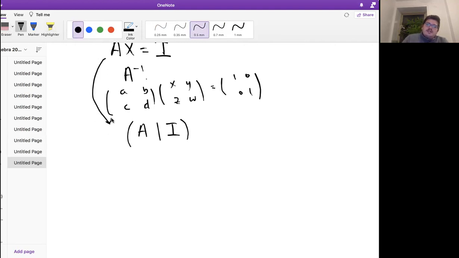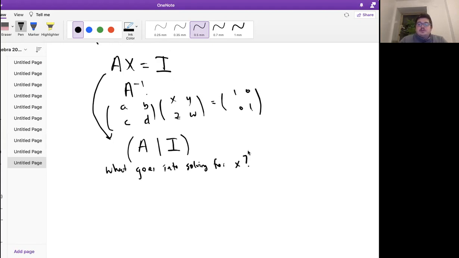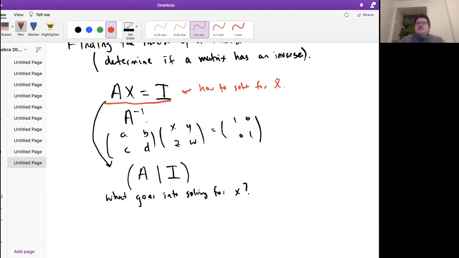what goes into solving for X here? How would you do that? So first, let's just look at the matrix equation. How do you solve for X here? So think about what we talked about with non-singular matrices. How can you solve for X? We don't know what A inverse is, but let's look back at some of our slides.